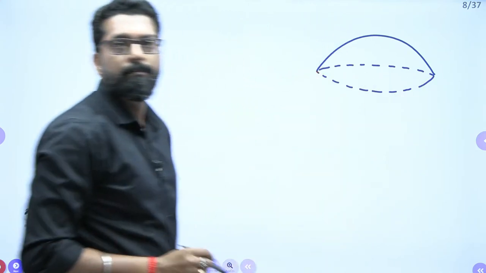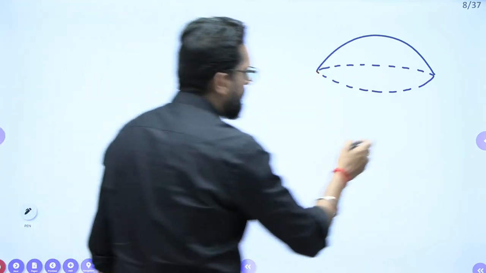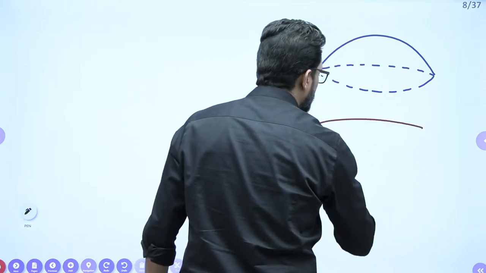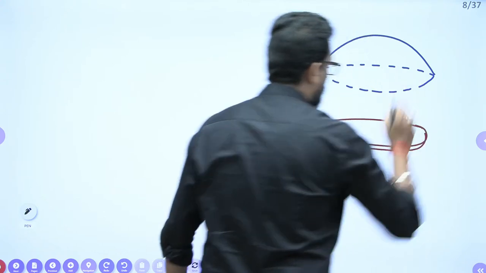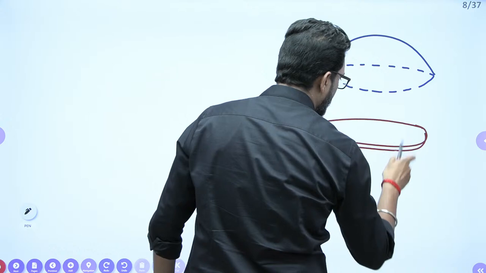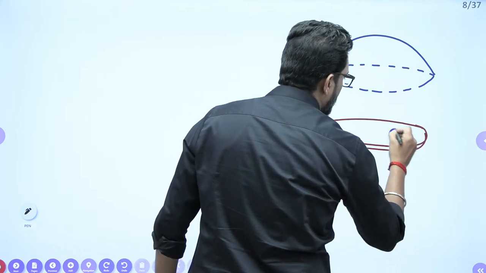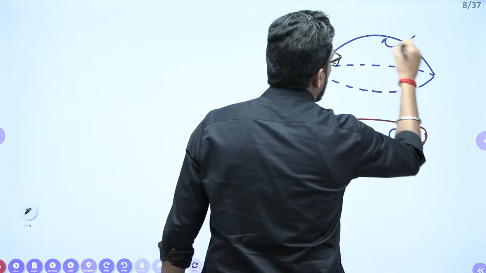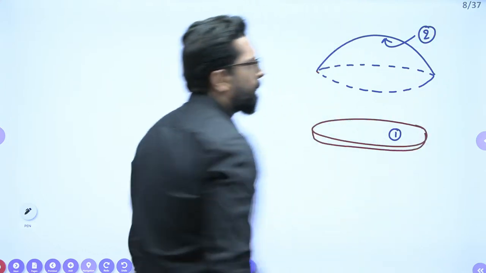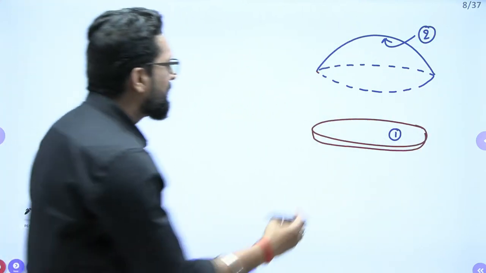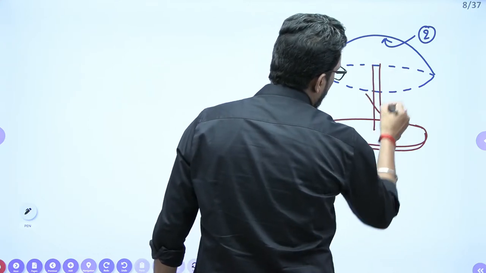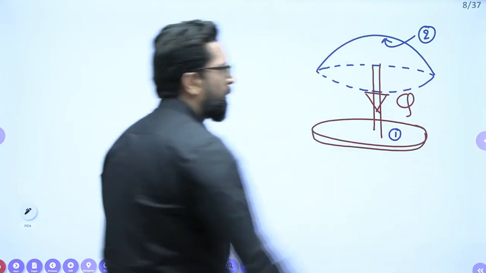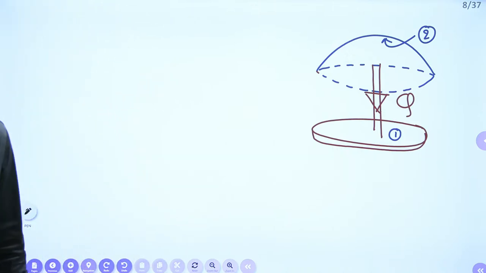This is your dome, right? And this is your flat surface. This surface is 1, and this dome is 2. We have to find what is the heat transfer from 2 to 1. What is the heat transfer from 2 to 1?